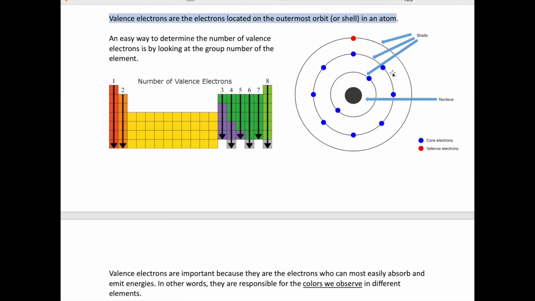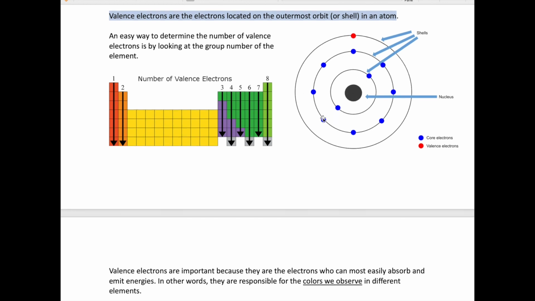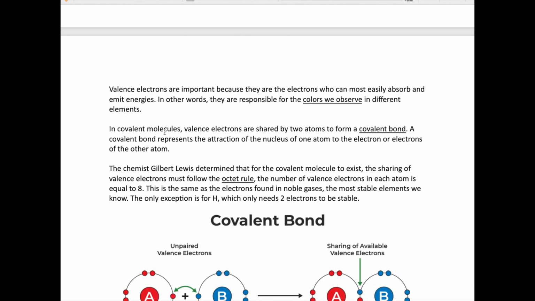Valence electrons are pretty far away from the nucleus, so they don't experience as strong an attraction to the protons in the nucleus as the core electrons do. Now, in covalent molecules, valence electrons are the ones that actually make up the covalent bond. A covalent bond is just a sharing of valence electrons between two atoms.